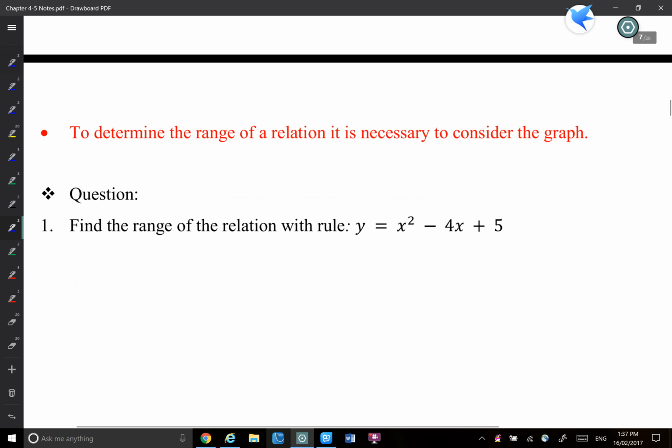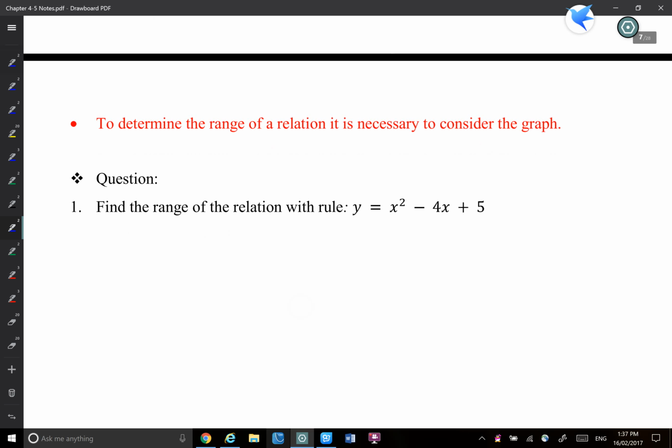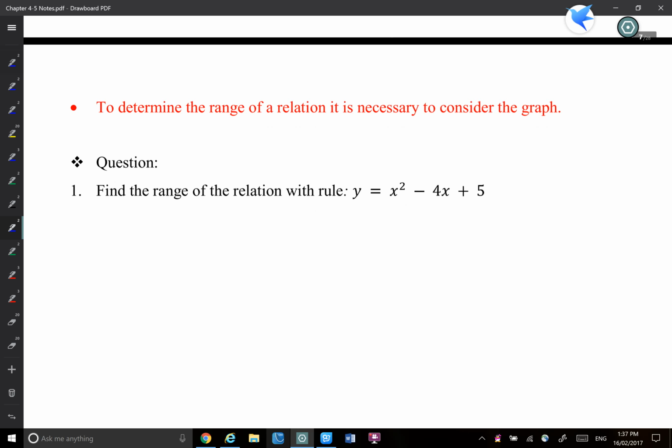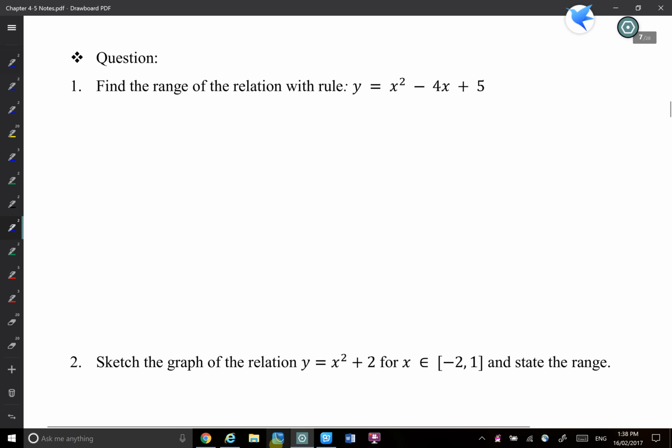Okay, very important thing: to determine the range of a relation, it is necessary to consider the graph. So without the graph, you cannot be 100% sure what the range is. You cannot just think about the graph and say, oh, that's the range. So you need to sketch it. Let's have a look at this one.